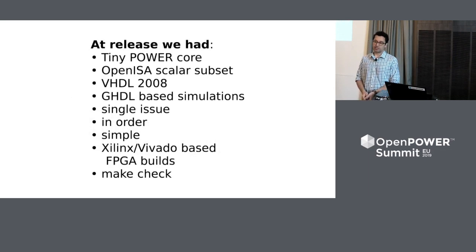What do we have at release? And so with all good demos, there was a bit of smoke and mirrors. It was very simple. We keep stressing it's a tiny power core. It was functional, it wasn't particularly fast. We used what we call the OpenISA fixed point or scalar subset.